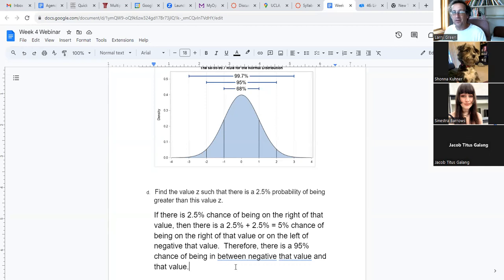Hint is, look at the empirical rule of the picture. What's that picture tell you? About 95%. Yeah, 95% is between -2 and 2. Okay. Now, we're saying there's a 2.5% chance of being on the right. So it wouldn't be -2 because that'd be a huge chance of being on the right. It's going to be 2.